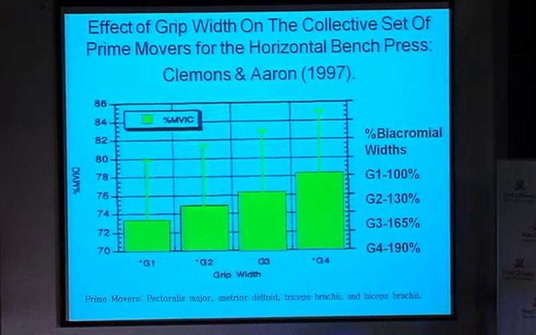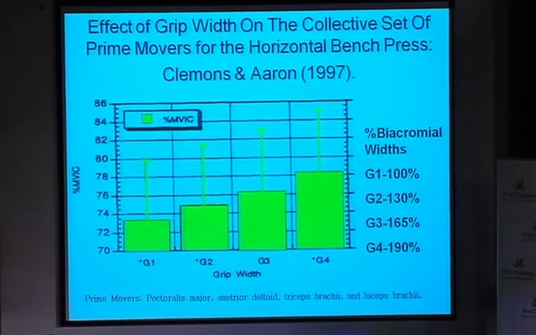So you see there were 4 widths of grip from 100% going all the way up to 190%. We see here that as width of grip increases, the EMG activity, which was normalized to the percentage of maximum voluntary isometric contractions, increased.